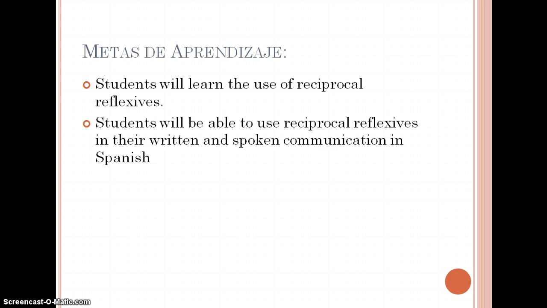Students are going to be looking at what reciprocal reflexives are and how we use them in both our written and spoken communication in Spanish. As you watch this podcast, please make sure you are taking notes with examples and that you also are writing down any questions you have that you can then ask me at the end in the Google Docs.